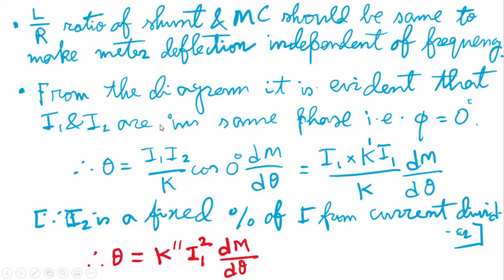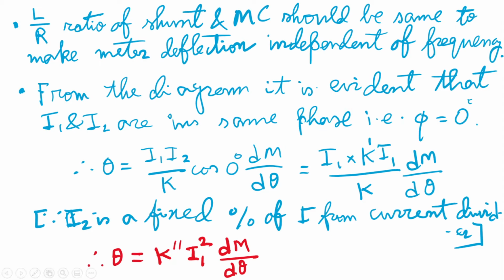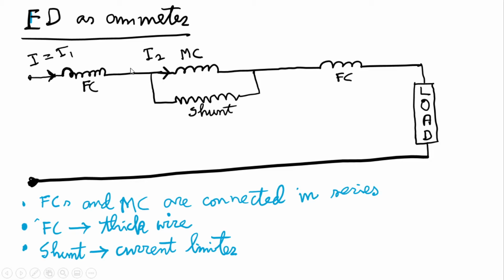Now in the diagram you can see that I1 and I2 are connected in series. And this is a purely resistive element, the shunt. So there will not be any phase lag between I1 and I2, they are co-phasal. And as this is so, phi equal to 0 degree. So your expression becomes θ equal to I1 I2 by K cos 0 degree dM/dθ. And now you apply current divider rule for I2. This is the whole current I1. A certain fraction is coming through I2, the other fraction is coming through the shunt.